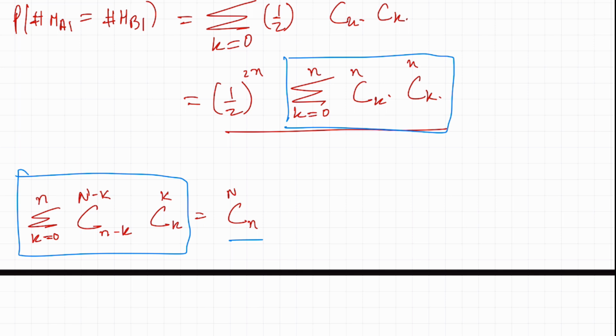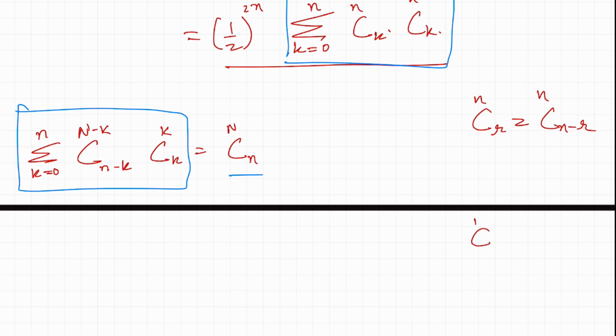Okay, and I'm going to use a binomial coefficient property, which is nCr is equal to nC(n minus r). And if you don't know this property, I highly encourage you to look it up. It's very simple. It can be easily computed using the formula of nCr, which is n factorial over n minus r factorial times r factorial. Just rearranging stuff, and you can easily get this property.